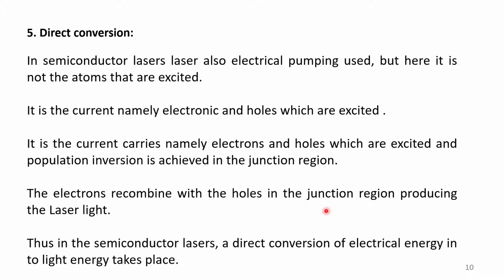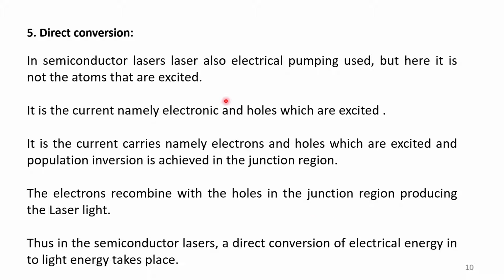The last one is the direct type of conversion. The direct conversion method is used in semiconductor types of lasers. Now students, you have already studied semiconductors in the 12th standard and in the T.Y.B.Sc also. How is there a flow of current in a semiconductor? We know that the flow of current in a semiconductor is due to some type of carriers known as the electrons and the holes.